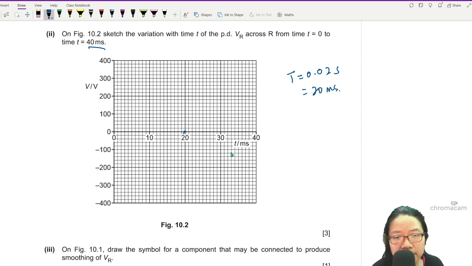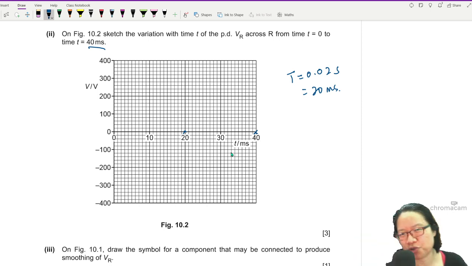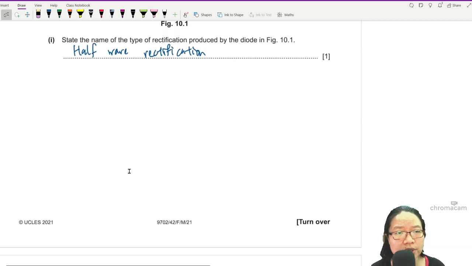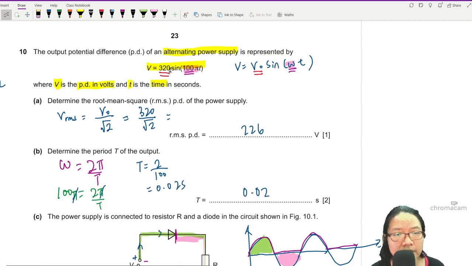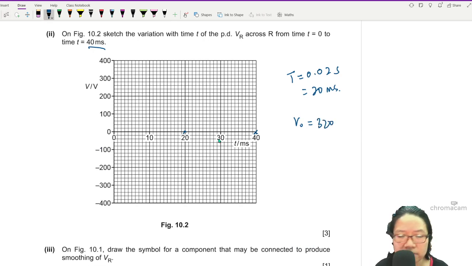So this is 1 T, this is 1 T. Step 1, I'm going to draw the original graph first. What is our V naught again? Our V naught was 320. Large alternating current. Okay, never mind. So 320.